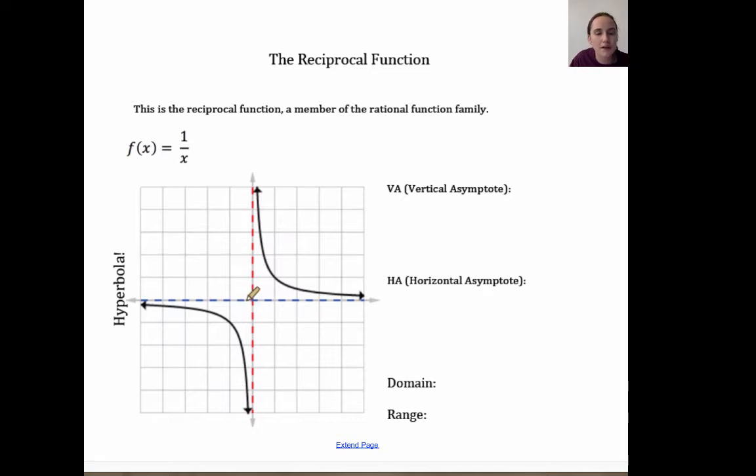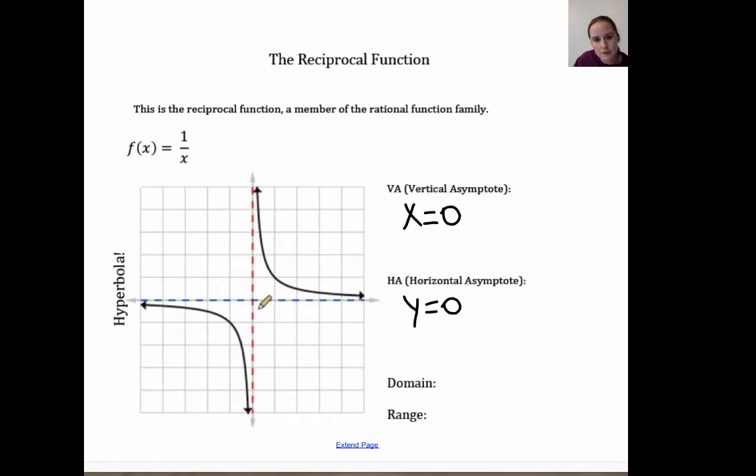So you could plug in points and make your XY table and determine what the shape of the graph looks like. This particular shape right here for the reciprocal function is called a hyperbola. Okay, so this is a hyperbola, and it's very important that you know it has a vertical asymptote at x equals 0 and a horizontal asymptote at y equals 0.